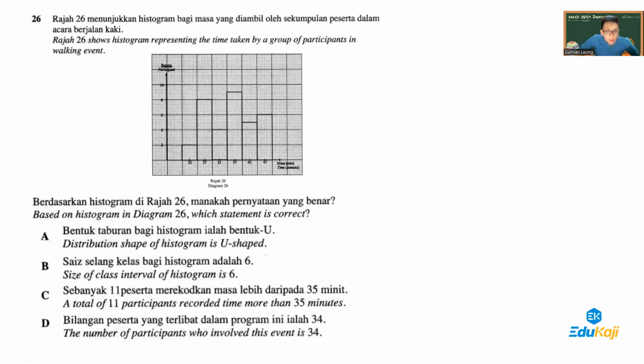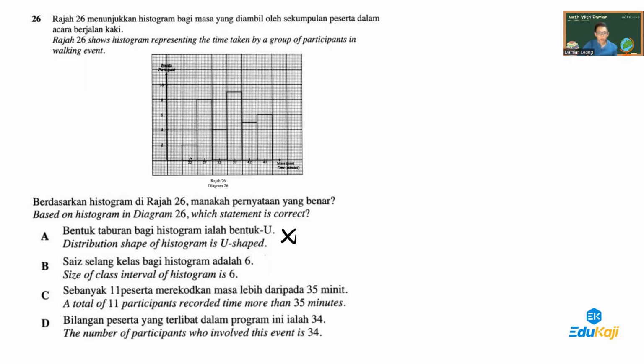Question 26. I have a histogram here showing the time taken by a group of participants in a walking event. Which statement is correct? First one, the distribution shape of the histogram is U-shape. You can clearly see the whole thing is not a U-shape. From the bars here, this is definitely wrong. Next, the size of class interval of the histogram is 6.